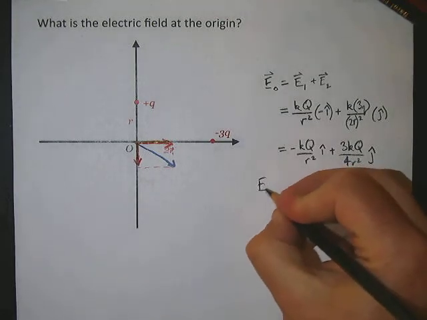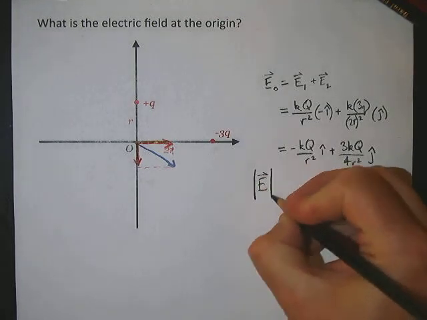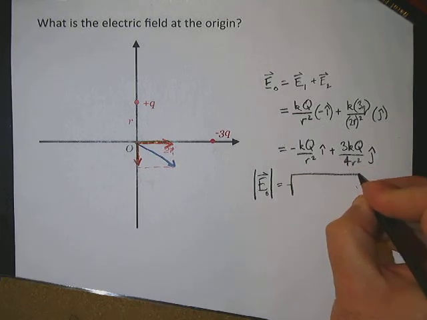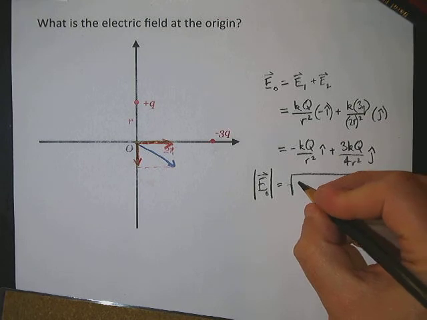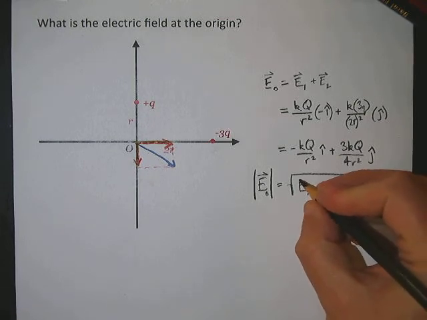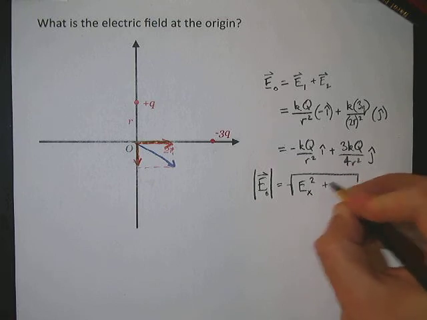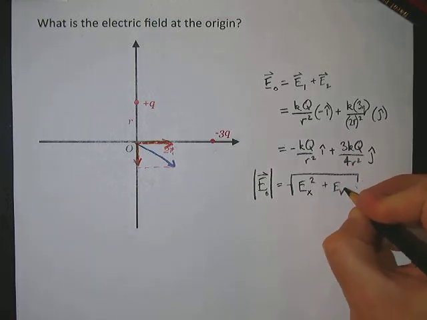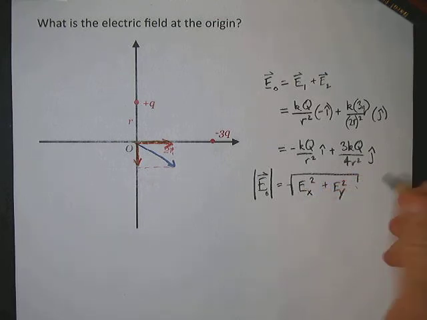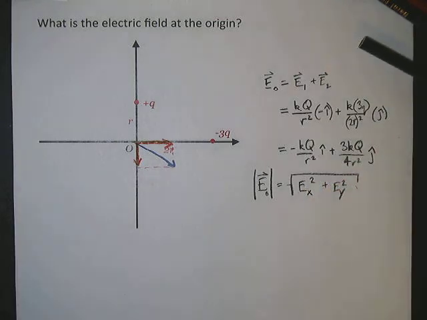Now, if we needed to, we could simplify. We could find the magnitude of this by using the Pythagorean theorem. So we would take the x component, square it, add it to the y component, square it, and then take the square root of the whole thing. Okay.